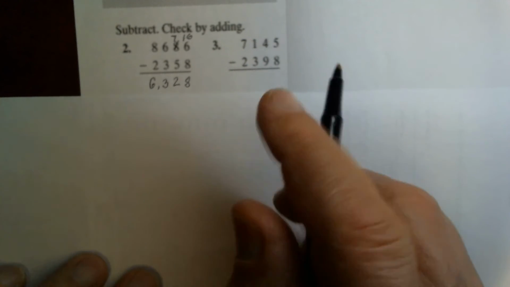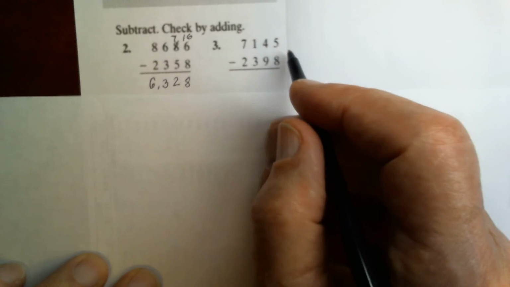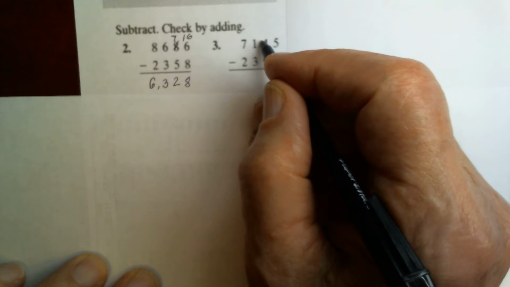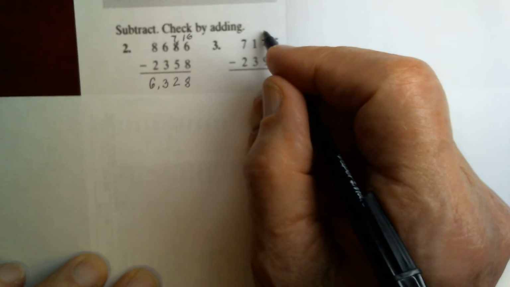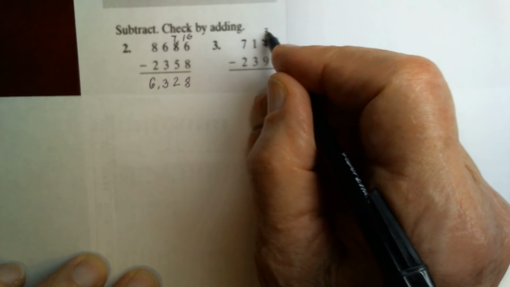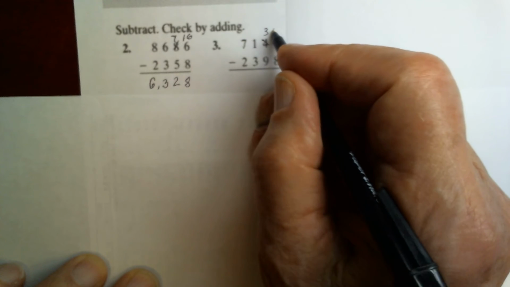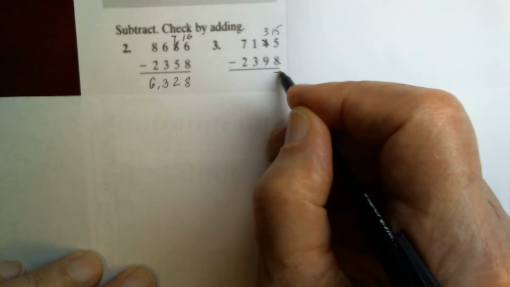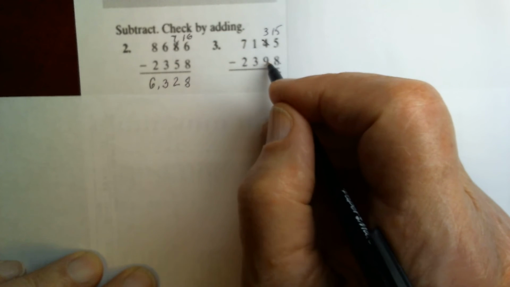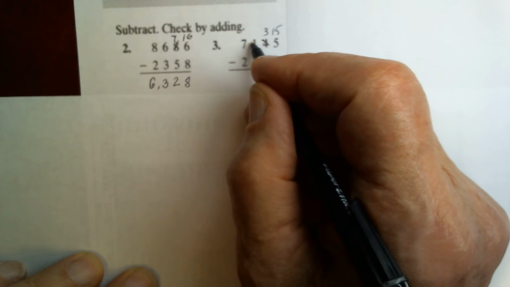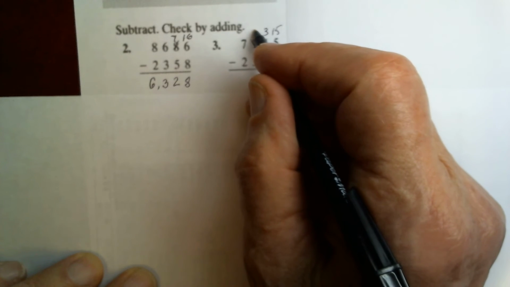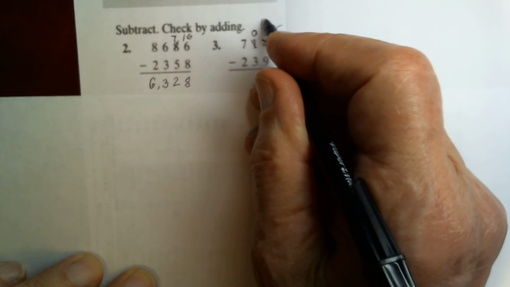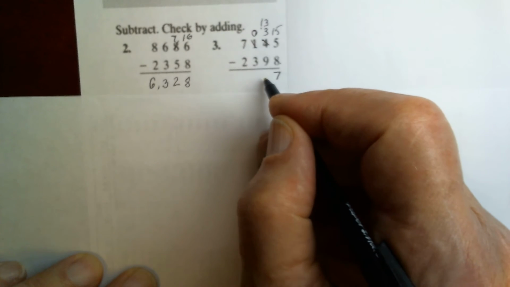In exercise number 3, we have a similar situation where 5 minus 8 is not a whole number, so we borrow 1 from the next 10. So that gives us a 3, and this gives us a 15. And 15 minus 8 is 7. And 3 minus 9 doesn't give us a whole number, so we borrow 1 from the next one, so it makes it a 0. And this gives us a 13. And 13 minus 9 is 4.